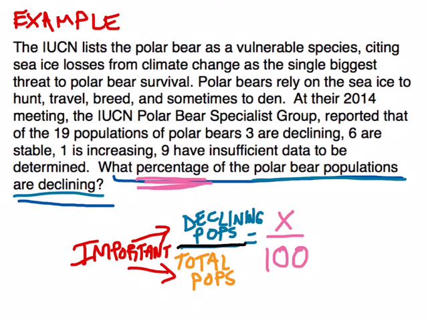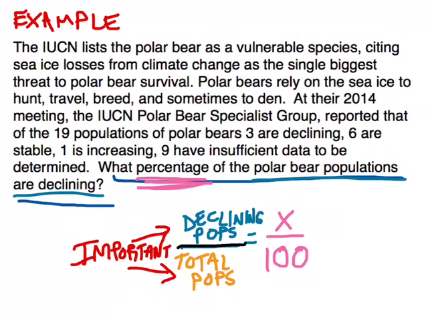So the IUCN lists the polar bear as a vulnerable species, citing sea ice losses from climate change as the single biggest threat to polar bear survival. Polar bears rely on the sea ice to hunt, travel, breed, and sometimes to den. At their 2014 meeting, the IUCN Polar Bear Specialist Group reported that of the 19 populations of polar bears, hold on a second.